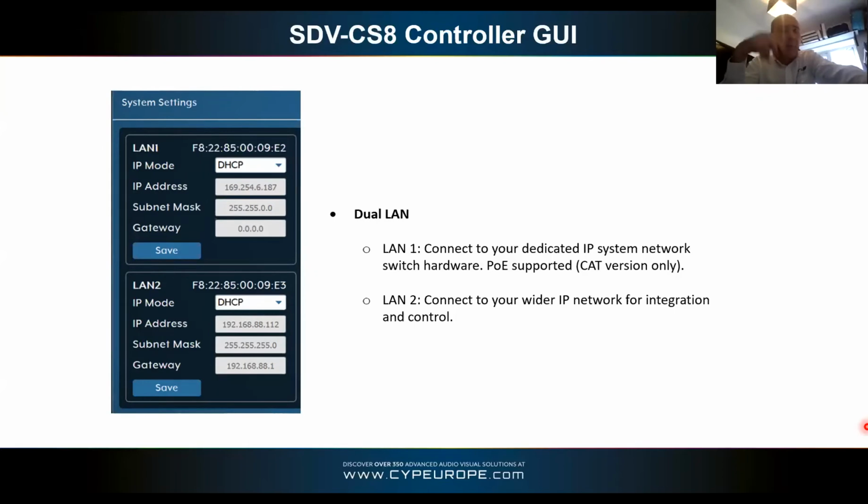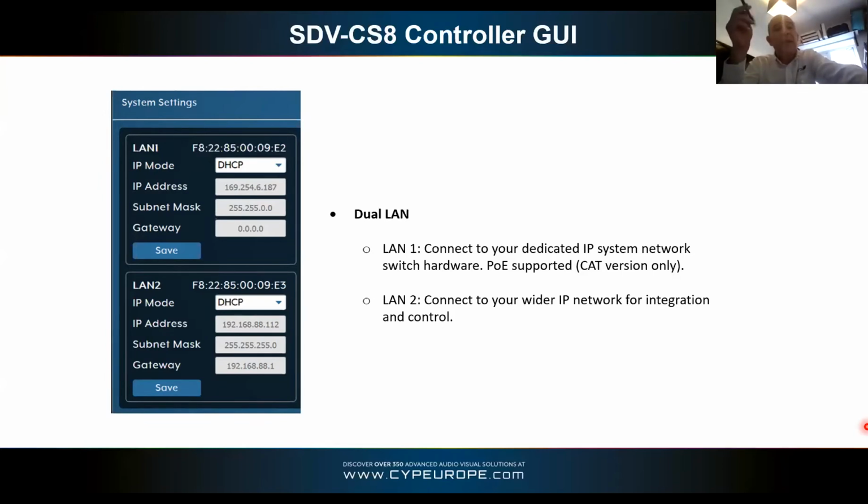So think about it as LAN 2 being how the system integrates to the wider network. For example, if your technicians are controlling this system in your business, they might want to access the CS8's web GUI from their normal laptop computer on your normal work network. So that's where you make the connection to the second LAN on the CS8.